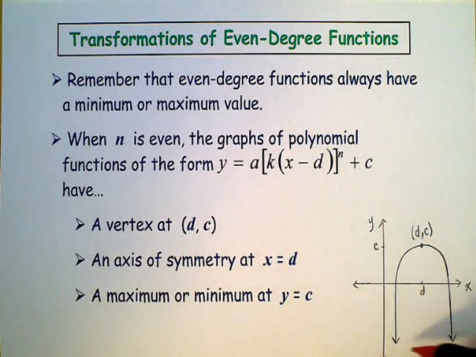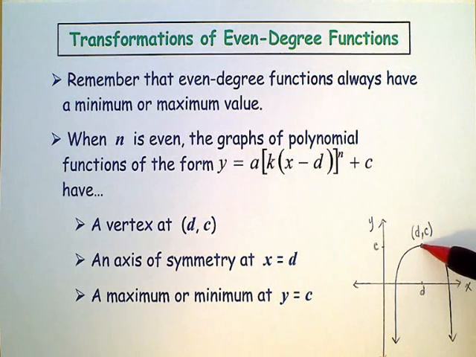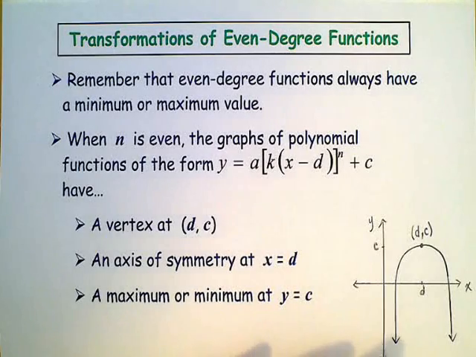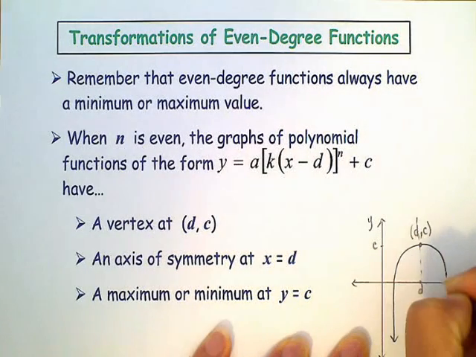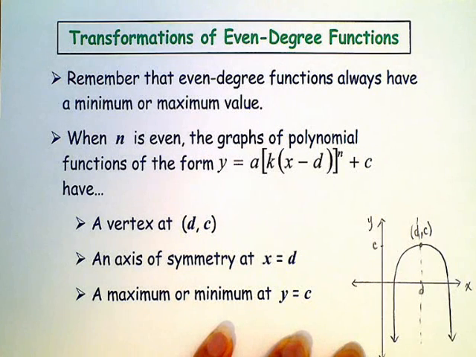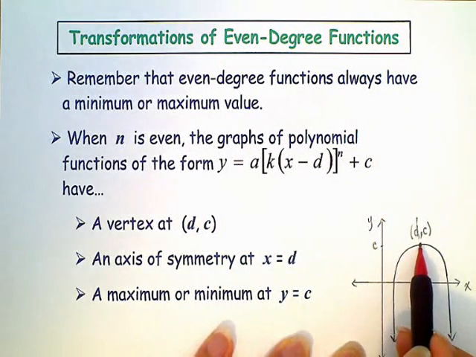Here's an example. It's a quartic function that I sketched here. You'll notice that it has a vertex at (d, c), so that's the point where the graph is changing direction from increasing back down to decreasing. You'll also notice that there's an axis of symmetry at x equals d, so the graph is symmetrical on the left and right. And in this case we have a maximum value at y equals c.